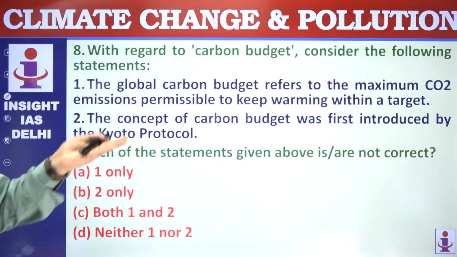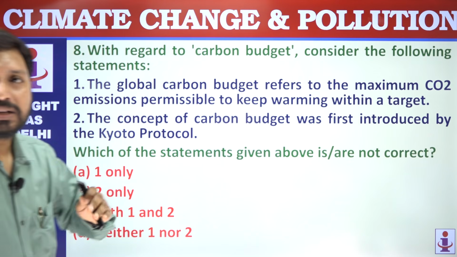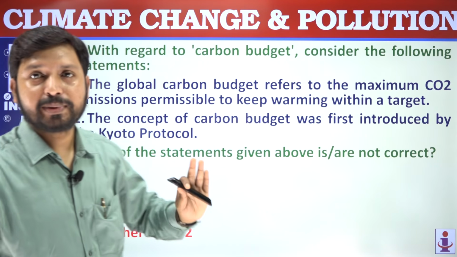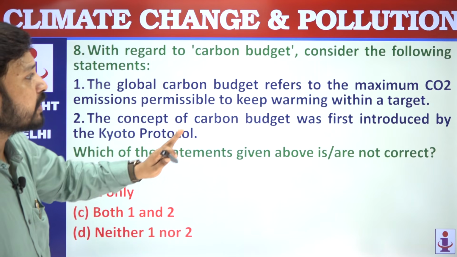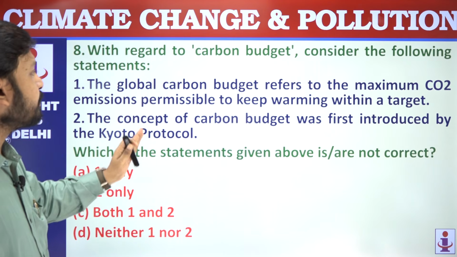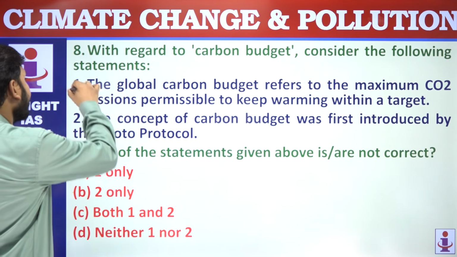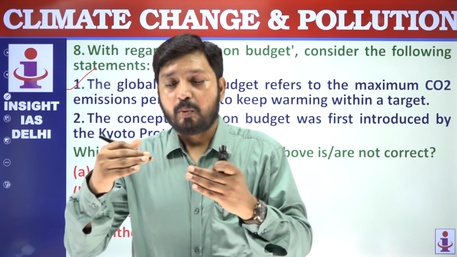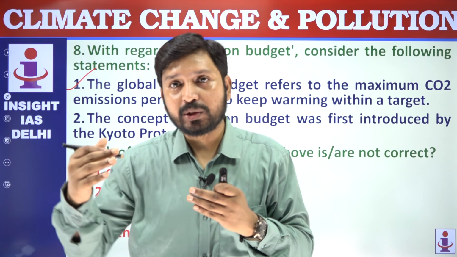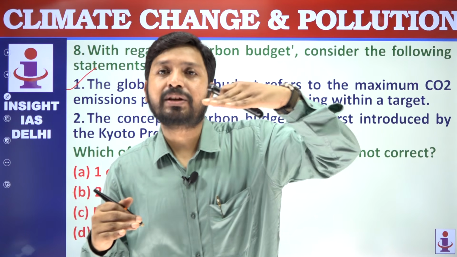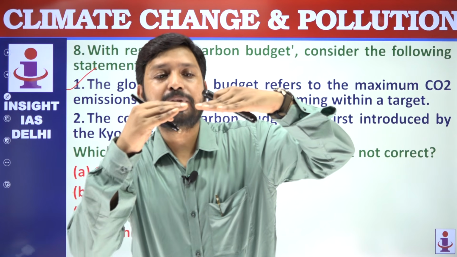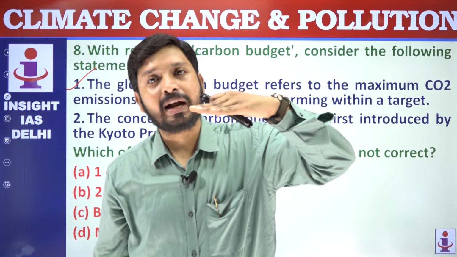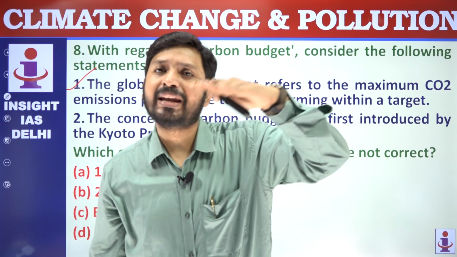With regard to carbon budget, consider the following statements. Very frequently we can see the word carbon budget in the newspaper. So directly we'll read. The global carbon budget refers to the maximum CO2 emissions permissible to keep warming within the target. Yes, this is the right statement. It is nothing but how much maximum CO2 we can release so that a maximum temperature rise will be allowed. If the temperature rise crosses beyond this, then catastrophic things will occur, and that is called the tipping point, from which we cannot come back.